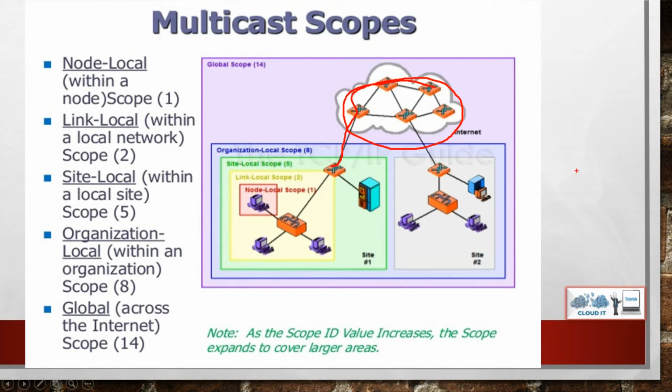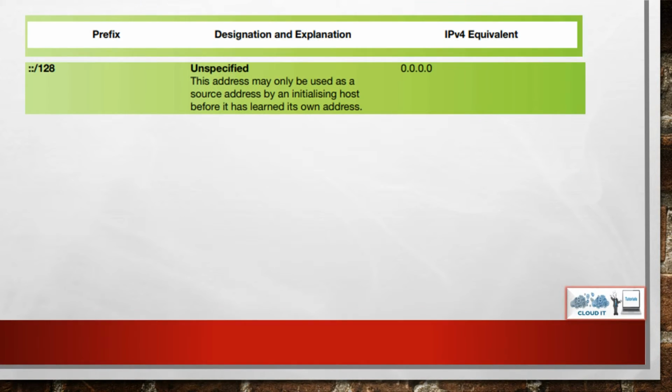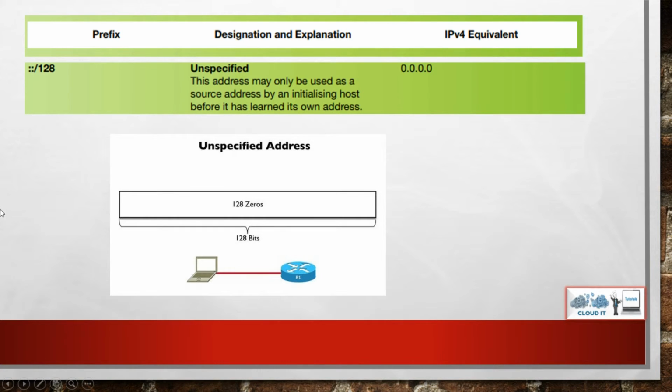Okay, now let's jump forward. This is the unspecified address in IPv6. It is represented by double colon and /128. The unspecified address may only be used as a source address by initializing hosts before they have learned their own address. Its equivalent is 0.0.0.0 in IPv4.